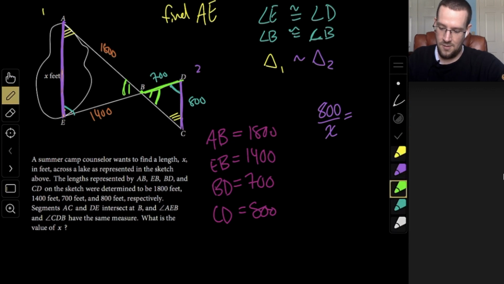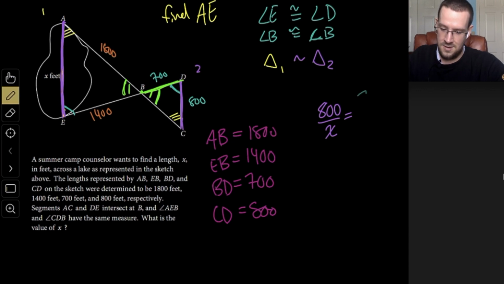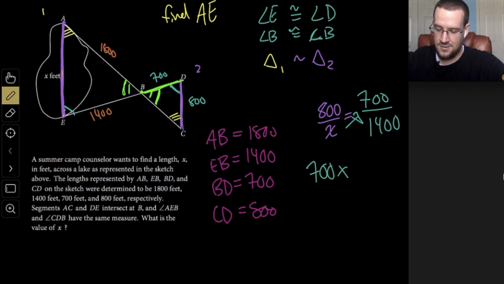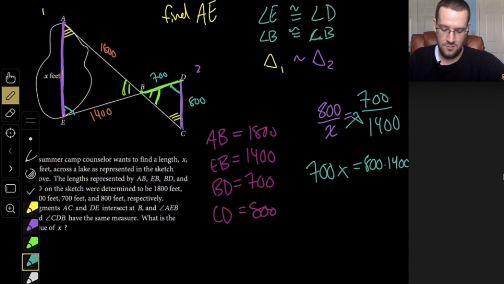So I will put, this is going to be 700 over 1400. And now simply cross multiply and divide. Find the cross product. This is 700x is equal to 800 times, I'm just going to write 800 times 1400. And this is algebra at this point. What are we going to do? Of course, divide both sides by 700.